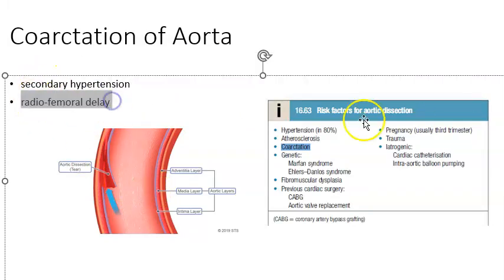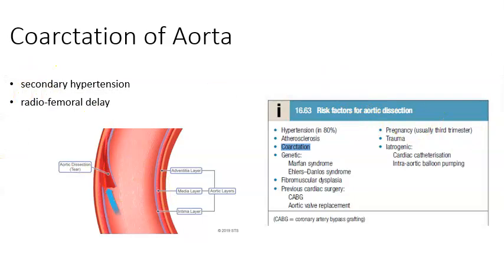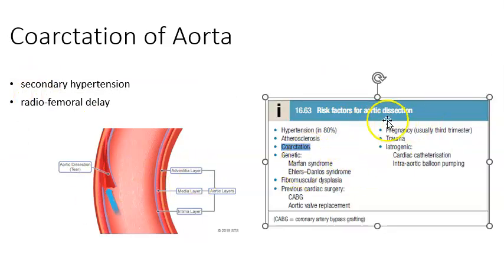So what else can these people have? Hypertension, radiofemoral delay. That's why they ask you to always check bilateral pulses, and radial and femoral together also, so that you will know if there's a delay, right? And then these people can go into aortic dissection.